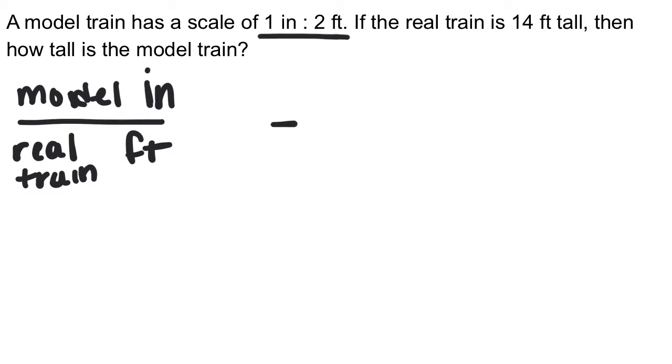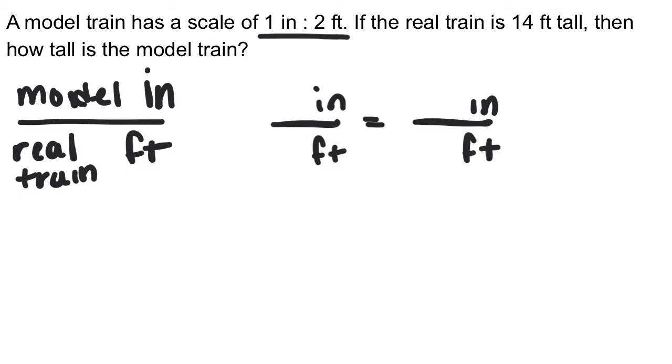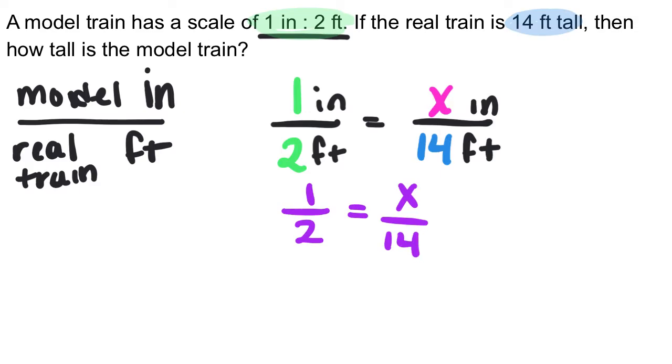So I'm going to set up my proportion using this idea that I have inches over feet and inches over feet. Now the first proportion tells us that we have 1 inch to 2 feet. So I have 1 inch over 2 feet. Then it's also given that the real train is 14 feet tall. So I can fill in 14 feet here, and this means that this number of inches is what I don't know. So now if I rewrite this as a proportion, so I can focus just on the solving, I have 1 over 2 equals x over 14.